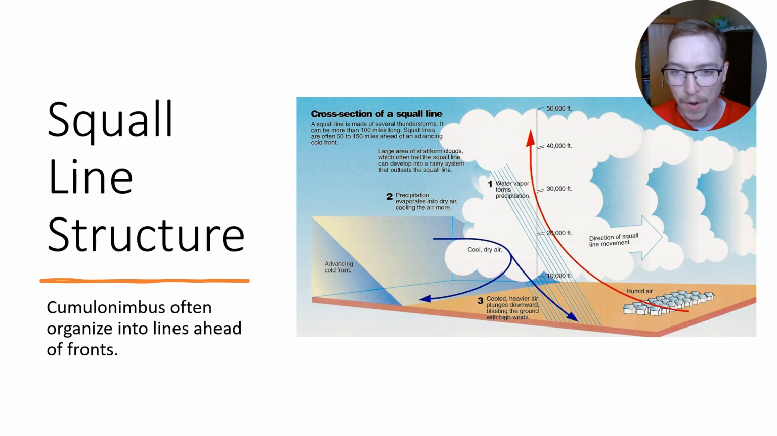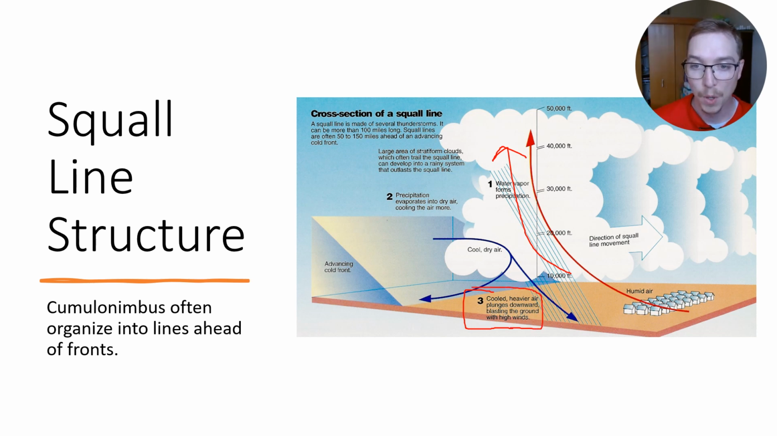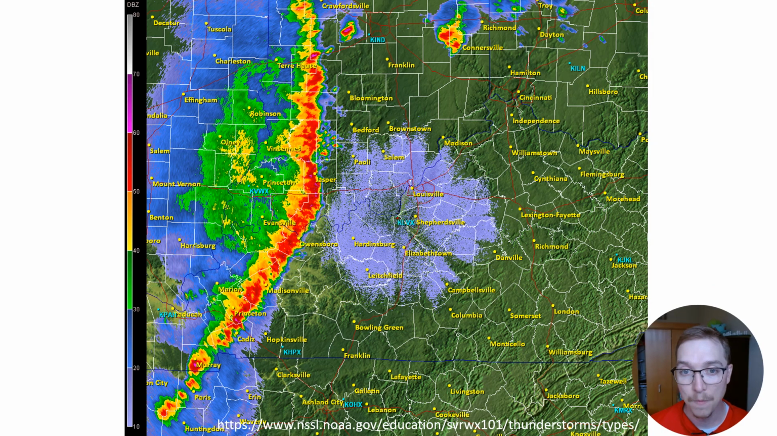Think of your longer drizzles. You've got this water vapor rising, forming precipitation. Precipitation evaporates into dry air, cooling even more. And then you've got this cooled, heavier air down here that's plunging downward and blasting the ground with high winds. So it's a pretty dynamic and intense system that looks like this. This is what we would call a squall line.